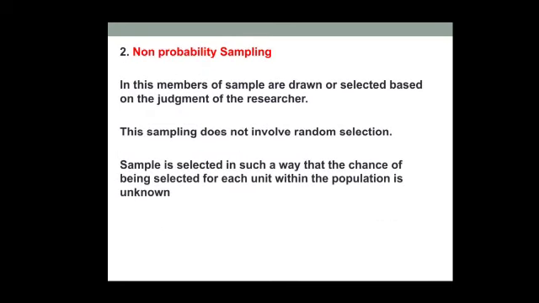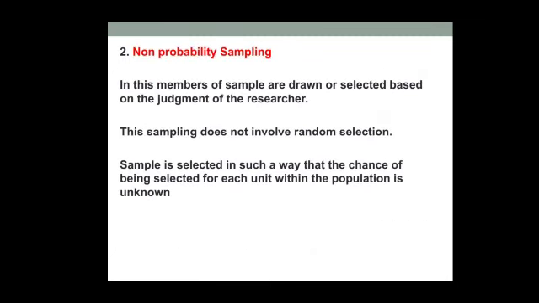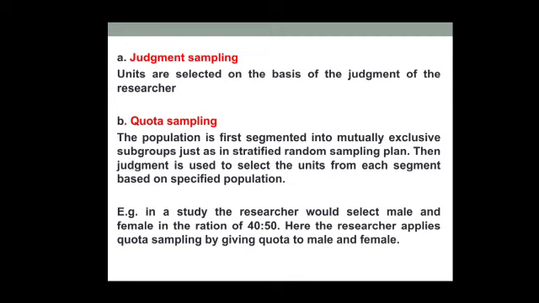Then the second group, non-probability sampling. In non-probability sampling, the chance of being selected as a sample is not known. So in this, members of the sample are drawn or selected based on the judgment or purpose of the researcher. This sampling does not involve random selection. The sample is selected in such a way that the chance of being selected for each unit within the population is unknown. So there is an unknown chance of being selected as a sample.